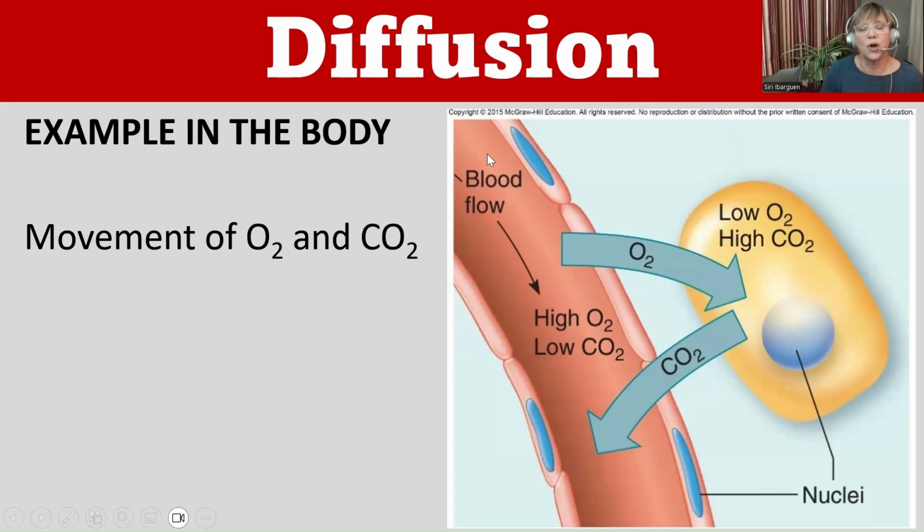So here in this example, we have a capillary that's carrying blood. There are high concentrations of oxygen in the blood, low concentrations of carbon dioxide. So that when they get to tissues that have low concentrations of oxygen, there's going to be a net movement of oxygen into those tissues. And these tissues are going to be doing cellular respiration, which produces carbon dioxide. So there's going to be high concentrations of carbon dioxide. These are going to have a net movement into the bloodstream because those areas have low concentrations of carbon dioxide.